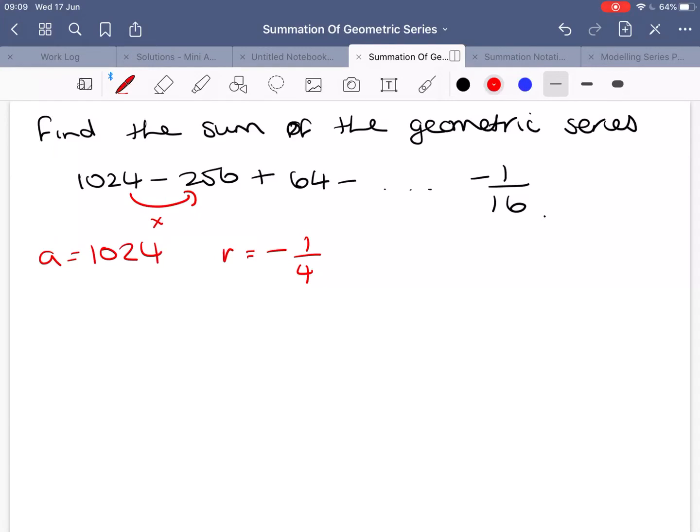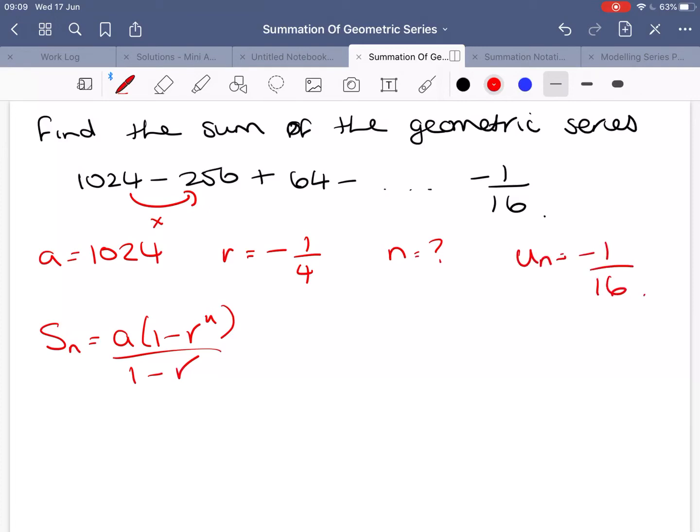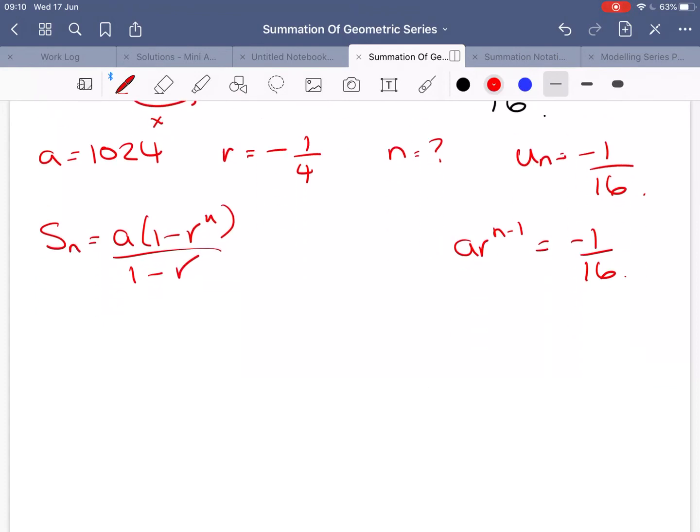Again, we don't know what n is, and unfortunately, we need to know what n is to be able to use our formula, which is that. So we know the nth term is minus 1/16. Let's work out what that is first. So we've got ar to the n minus 1, because that's what the nth term is in a geometric series, is minus 1/16. Let's think, we've got a is 1024 times minus 1/4 to the n minus 1 equals minus 1/16.